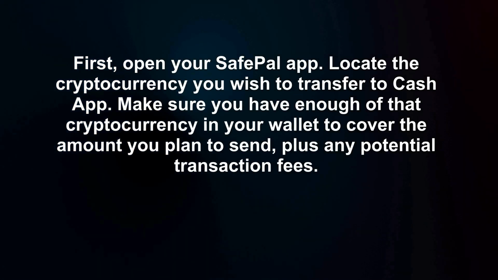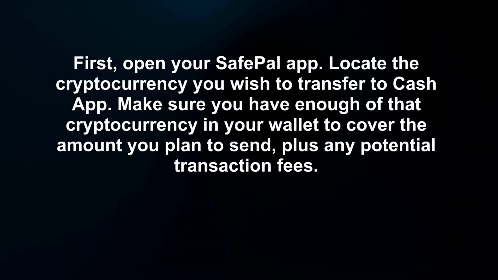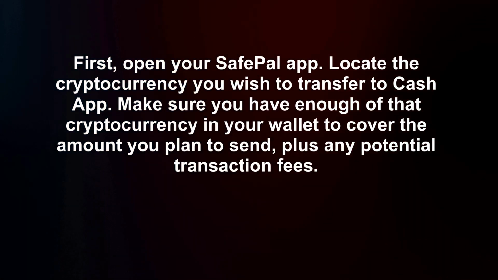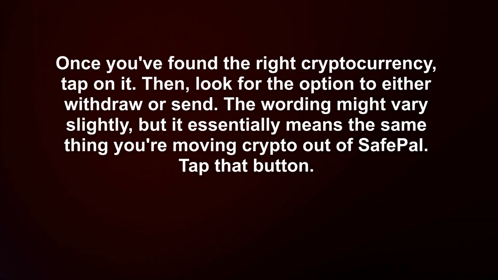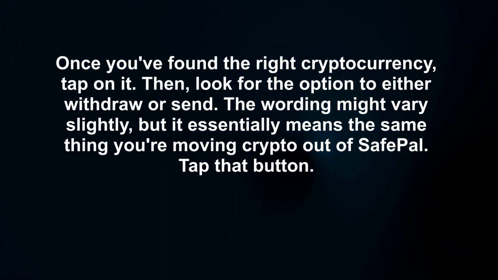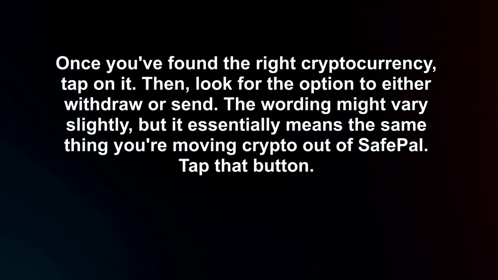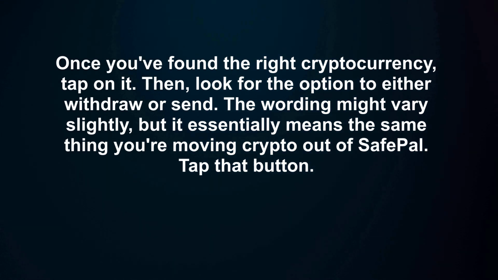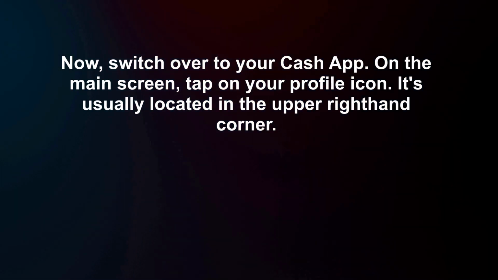Make sure you have enough of that cryptocurrency in your wallet to cover the amount you plan to send, plus any potential transaction fees. Once you've found the right cryptocurrency, tap on it. Then, look for the option to either withdraw or send. The wording might vary slightly, but it essentially means the same thing. You're moving crypto out of Safepal. Tap that button. Now, switch over to your Cash App.